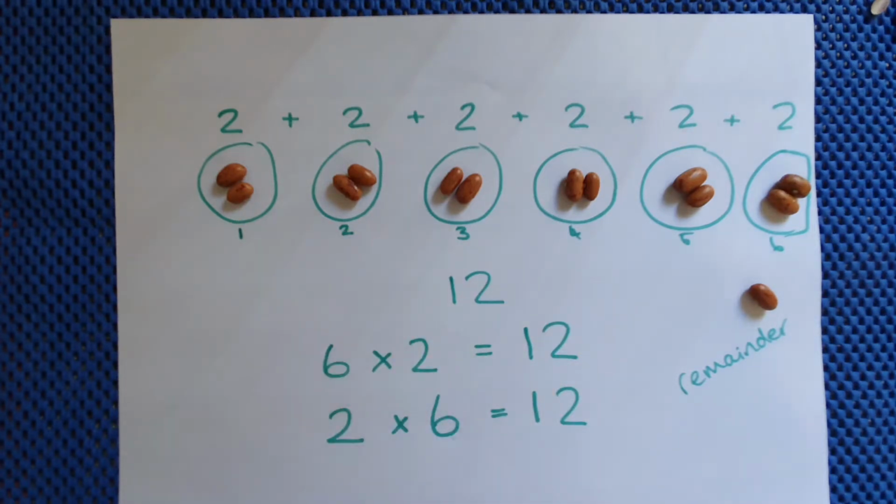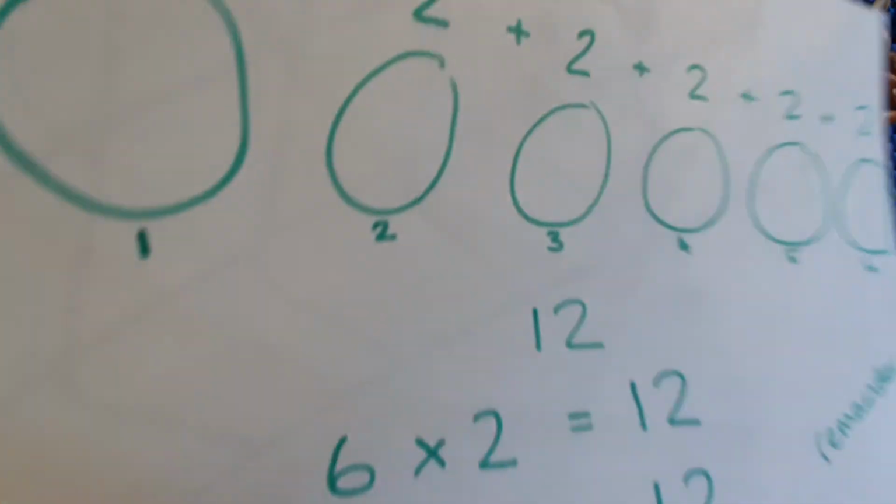We spoke about these beans and them being in groups of two. But how on earth did we get there? Right, let's throw those beans out. Let's come with a clean sheet of paper and let's talk a little bit more about multiplication and division.